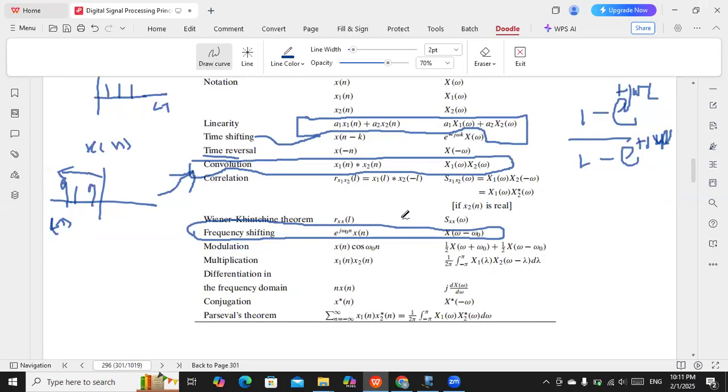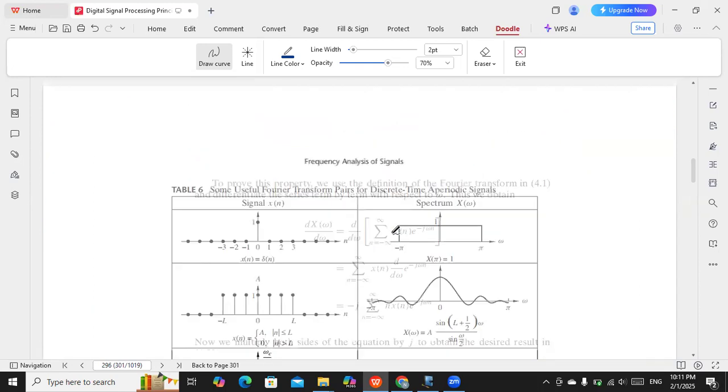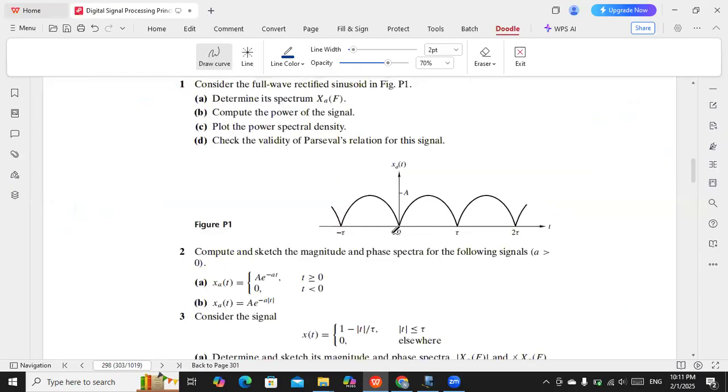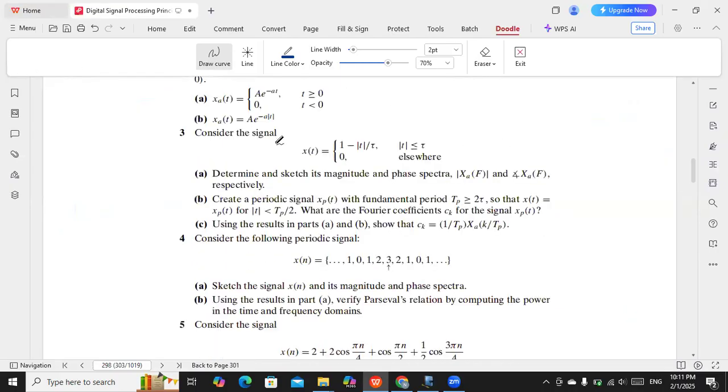Please be at least familiar with these five: linearity, time shifting, time reversal, convolution, and frequency shifting property. So I think that will be enough for Fourier transform. Then actually we have another part.